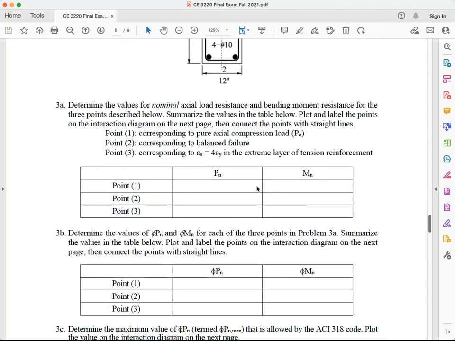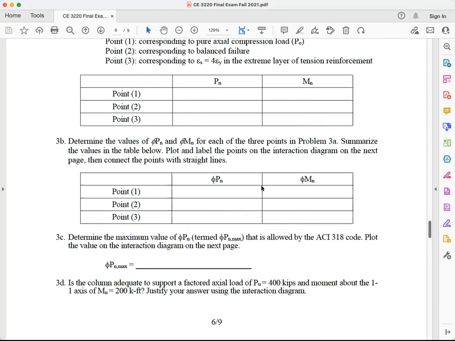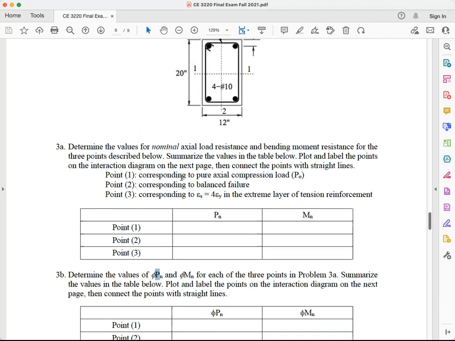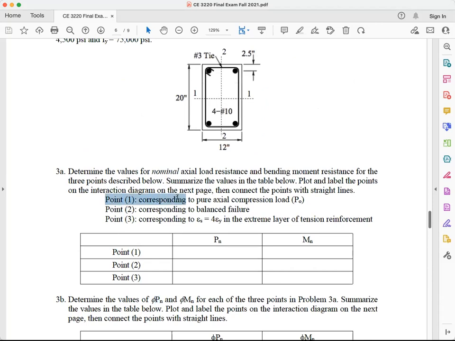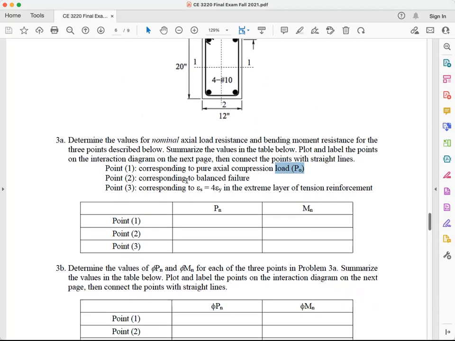So you need to find Pn, Mn, you can do that, right? Once you find Pn, Mn, you need to find phi to get phi Pn, phi Mn. It's pretty straightforward. Where is the phi coming from? Take a look. Point 1 is pure compression, so that is point A, so phi equal to 0.65. Point 2 is C, balance failure, just getting into the tensile failure regime, so phi equal to 0.65 again.